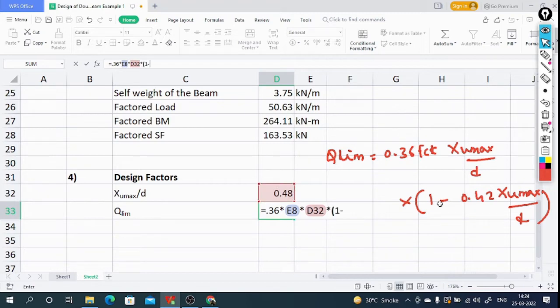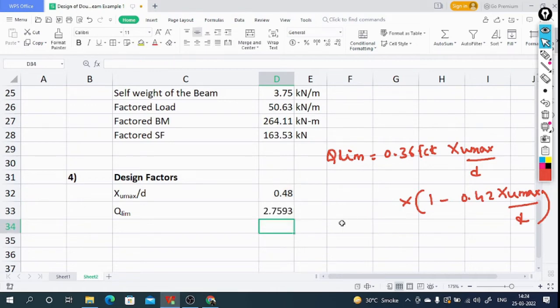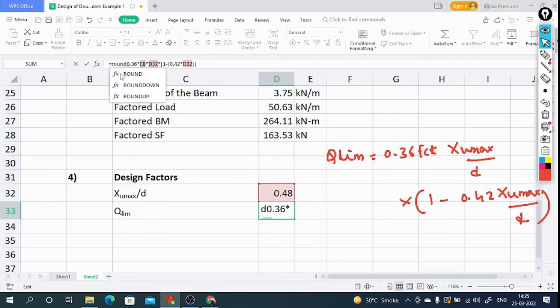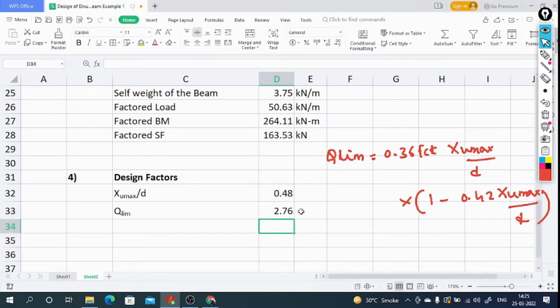1 minus, again we shall take bracket 1 minus 0.42 into XU max by D. XU max by D. So here we will take bracket 2.7593. We can round up this value, comma, 2.76.